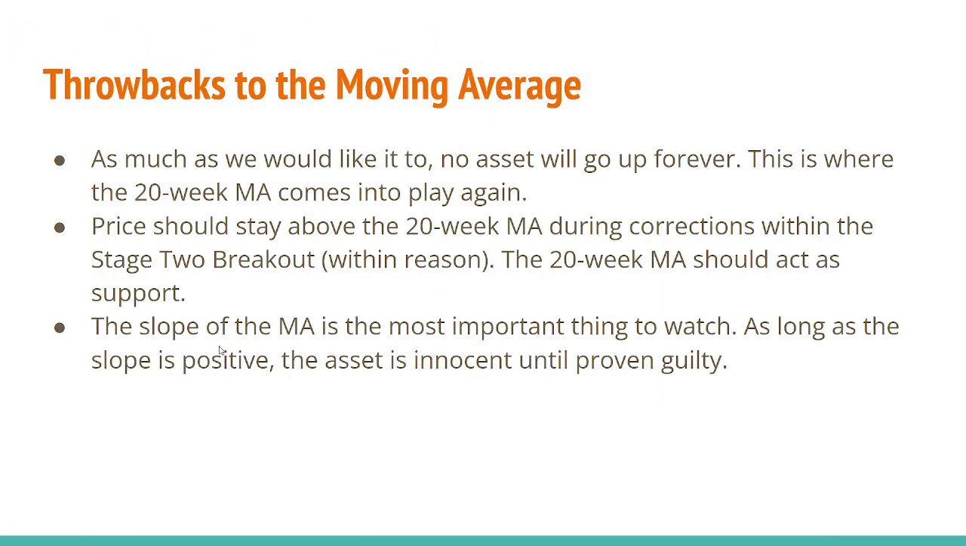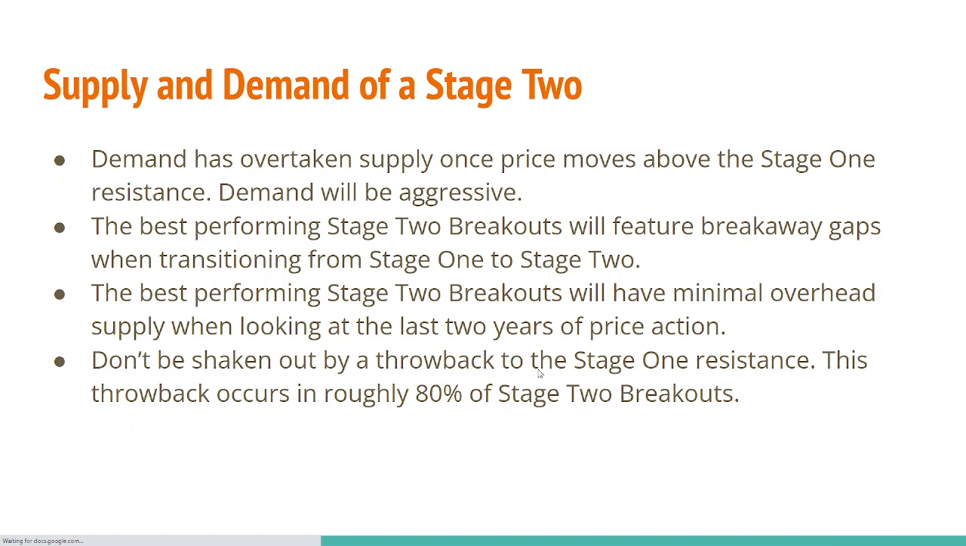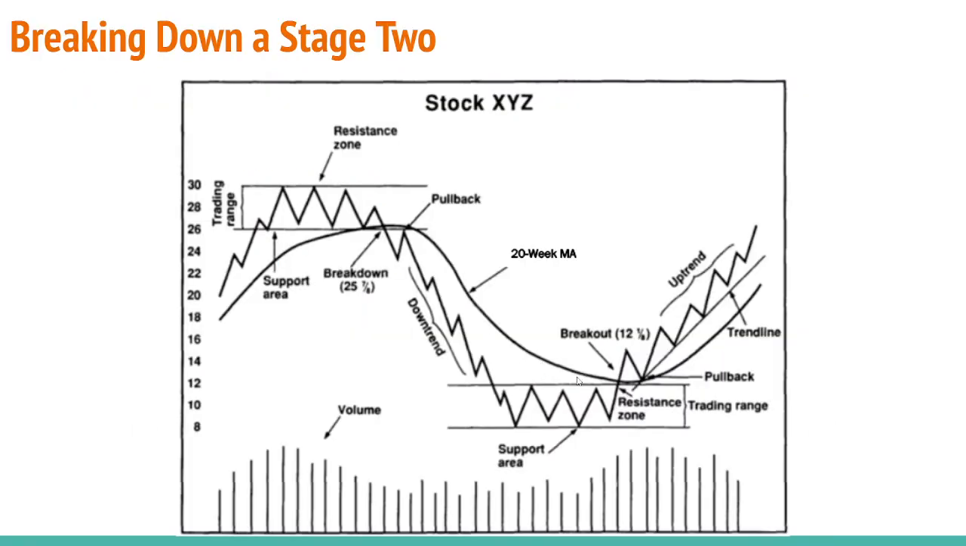And then finally, the slope of the moving average is the most important thing to watch. As long as the slope is positive, the asset is innocent until proven guilty. What that means is the slope of this long-term moving average is what really drives the trend of the Stage 2 breakout. So as long as the slope is positive, we're going to assume that price will continue going up.